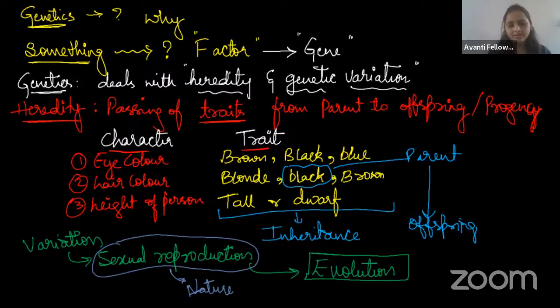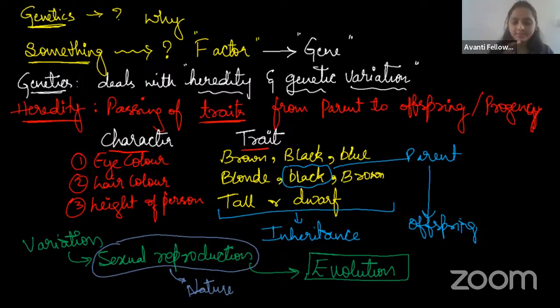Then coming to variation, I have told you that variation is absent in the case of asexual reproduction. You know that, right? In asexual reproduction, the offspring will be clones. What do you mean by clones, guys? Clones means offspring which are morphologically and genetically similar. Those we call clones, right? That is in the case of asexual reproduction.